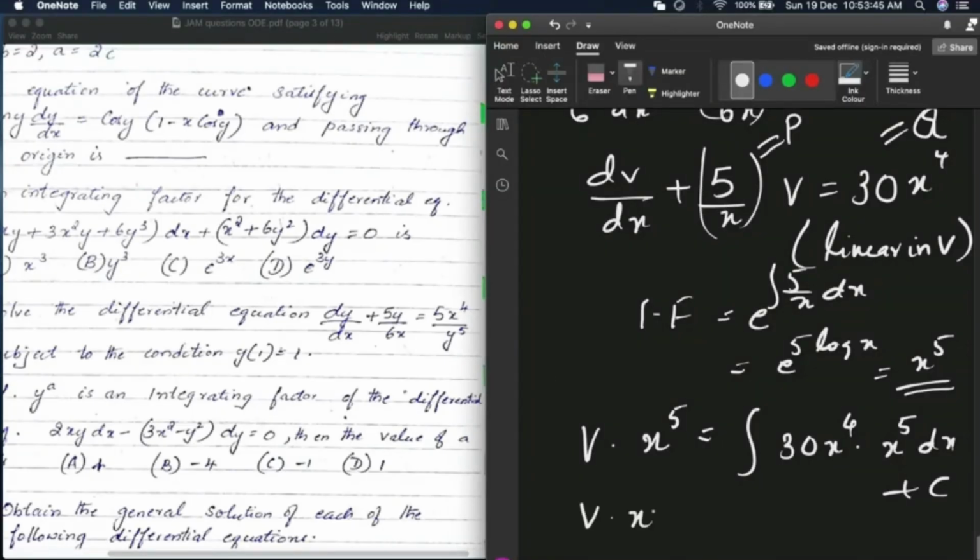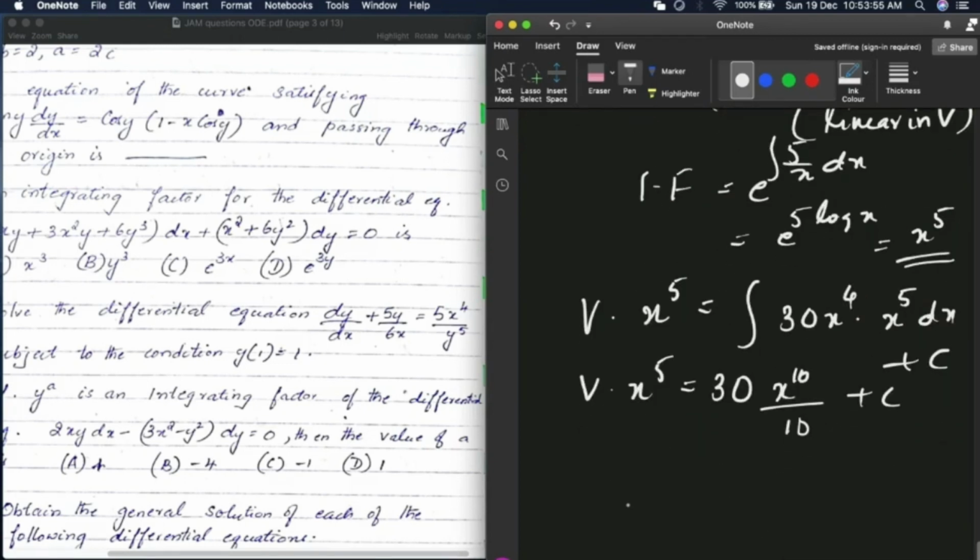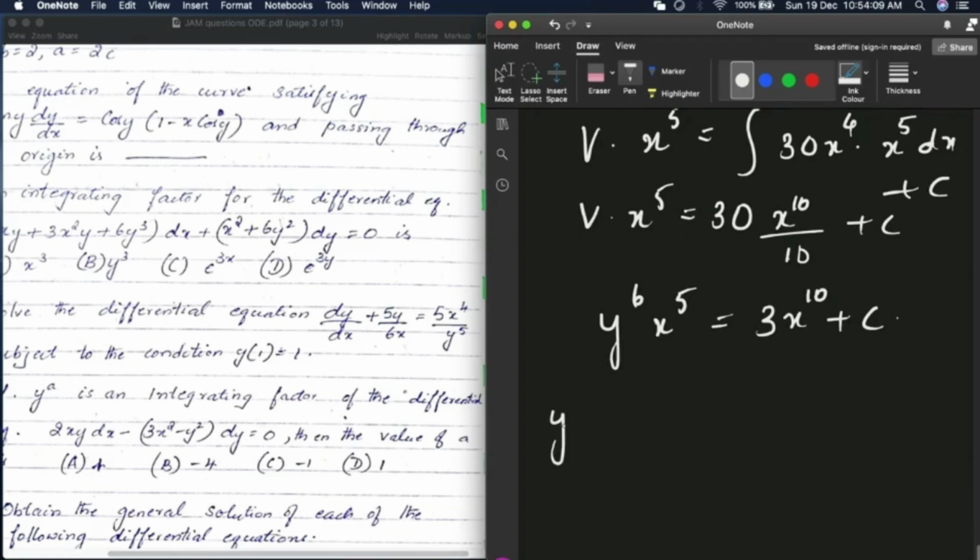So v into x raised to 5 is equal to 30. It's x raised to 9 coming. So x raised to 10 by 10. So it's 3x raised to 10. So what was v? V was y raised to 6, no? That we have substituted. So y raised to 6, x raised to 5 is equal to 3x raised to 10 plus c. Condition is given, y of 1 is equal to 1.